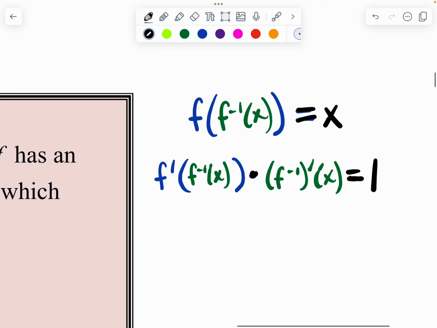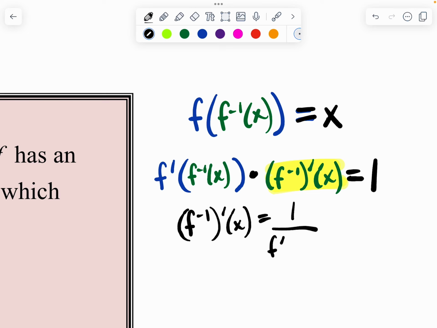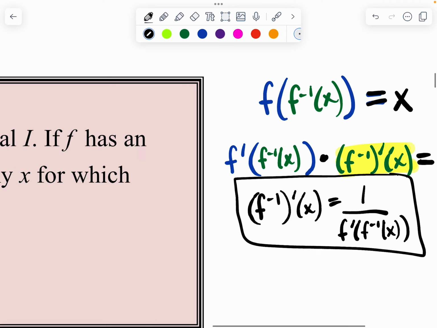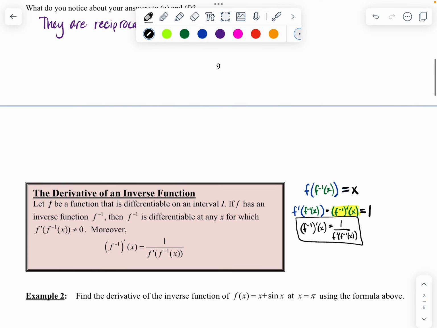All right, so our goal right now is to figure out how to get f inverse prime of x by itself. Because it's being multiplied by this over here, we're just going to divide by that. So we end up getting f inverse prime of x equals 1 over f prime of f inverse of x. And that is where our formula comes from. It's the exact same formula that we have here.